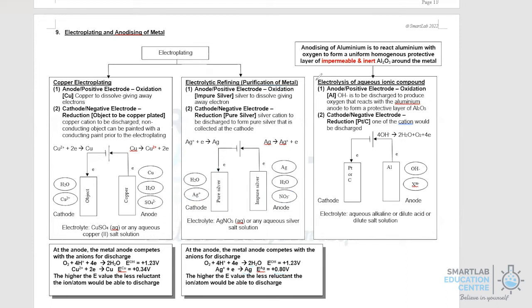Finally, in the case of anodizing of aluminium, the purpose is to allow aluminium to be coated with a uniform, homogeneous protective layer of impermeable and inert aluminium oxide. The way to achieve that is to make aluminium the anode. At the anode, the half reaction that needs to take place is where oxygen is being produced, and that can be produced by oxidizing OH minus or oxidizing water. And the oxygen that is produced could then chemically react with the aluminium to form a uniform, impermeable, inert aluminium oxide layer.